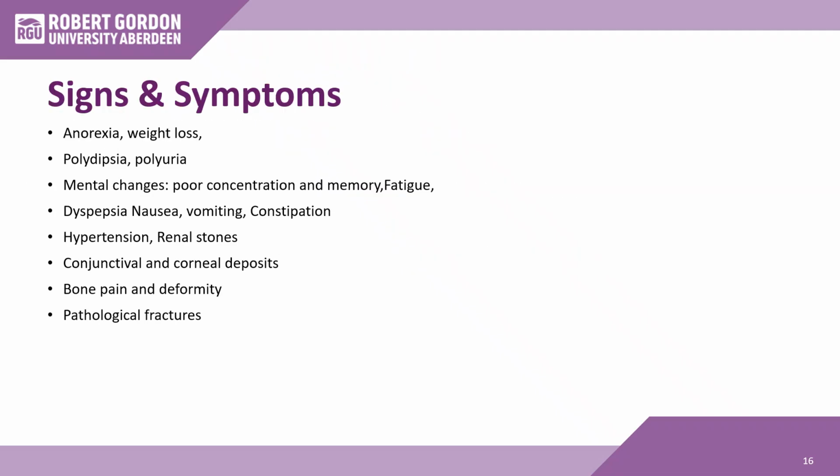So signs and symptoms, again, are quite non-specific. Could be anorexia, weight loss, polydipsia, polyuria. Probably it sounds like some other disease we've just recently studied. Mental changes as well, poor concentration, memory, fatigue. Some people present with dyspepsia, nausea, vomiting, constipation. Some people present with hypertension, renal stones, deposits in the eyes, bone pain in some people, and pathological fractures. So quite non-specific as you can see here.